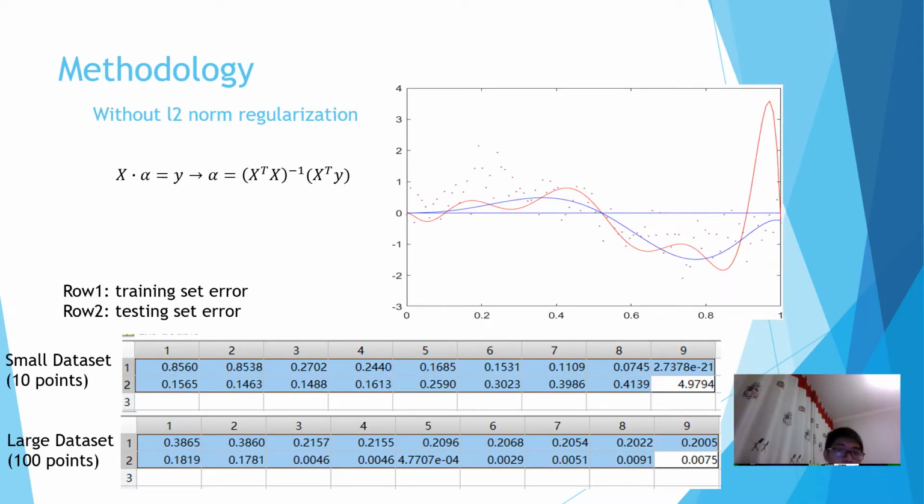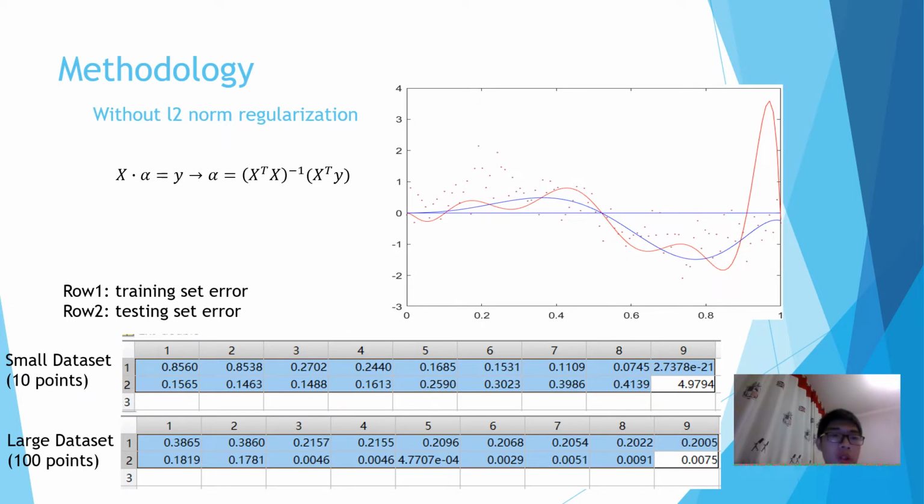Next, I will introduce the methodology part. The solution of least squares regression is not hard to calculate and can be obtained by one line of code in MATLAB. However, directly implementing least squares regression does not guarantee a well-performing model.